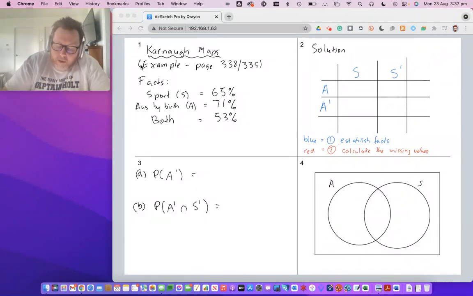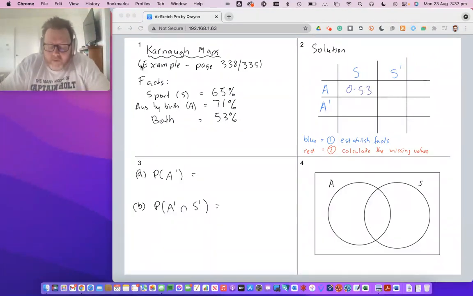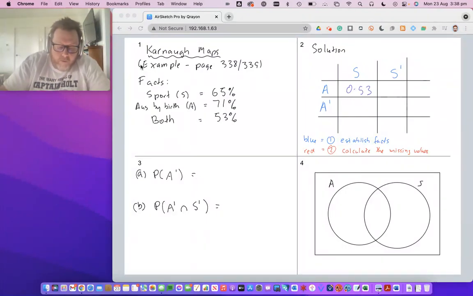Now I'm going to use blue to write in the facts that we do know, and we simply look at the intersection. So for example, this and this would be people who play sport and are Australian by birth. Okay, and we're actually given that statistic already, so it's 53%. So I'm going to write it as a decimal, but you can certainly write it as a percentage instead, so 0.53. We also know that people who play sport make up 65% of those surveyed. So what that means is that this column here will add up to 0.65, so 0.65.